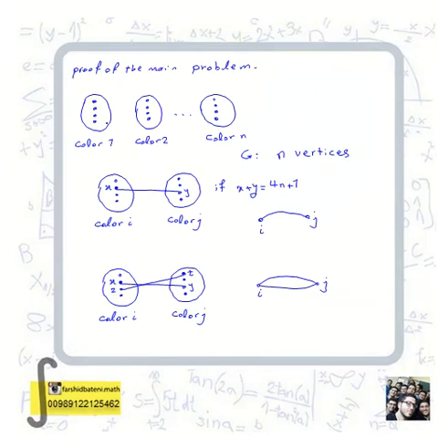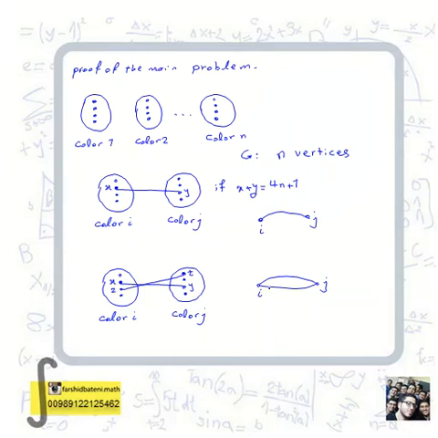We start from here. We have n colors. Each color has 4 pebbles, and we define a graph G with n vertices. Vertex i corresponds to color i. And if pebble x and pebble y have a sum of 4n plus 1, then we connect them, and in our graph we connect vertex i and vertex j. The graph G is not necessarily a simple graph.